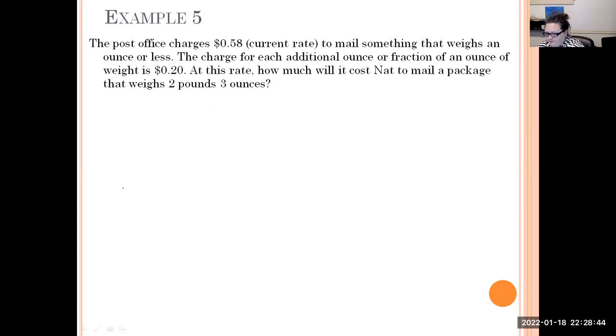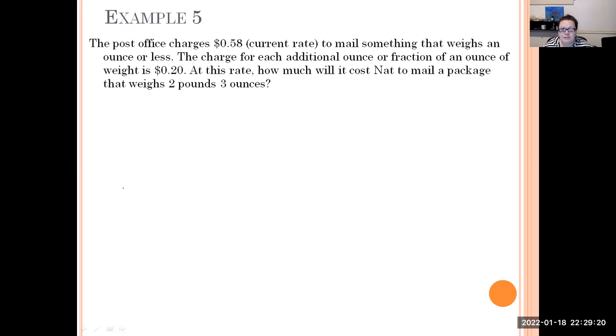Example 5. Post office charges 58 cents, and that's the current rate, to mail something that weighs an ounce or less. The charge for each additional ounce after that, or a fraction of an ounce, is 20 cents for each one. At this rate, how much will it cost for Nat to mail a package that weighs 2 pounds, 3 ounces?